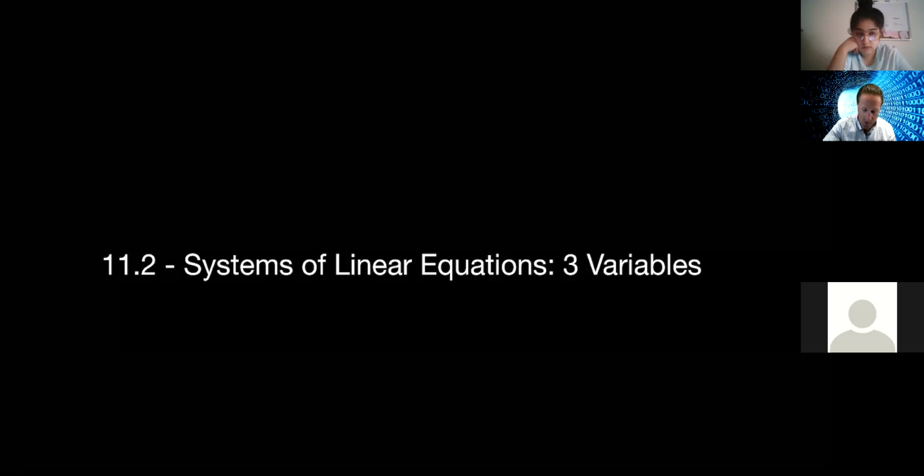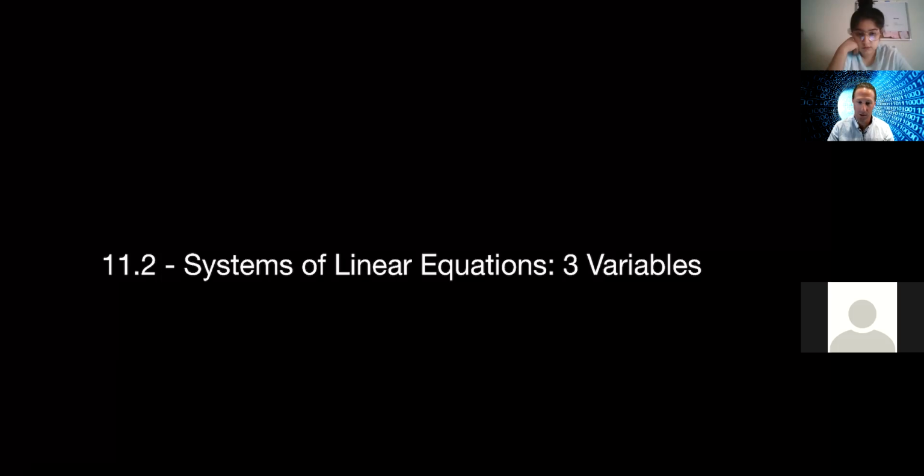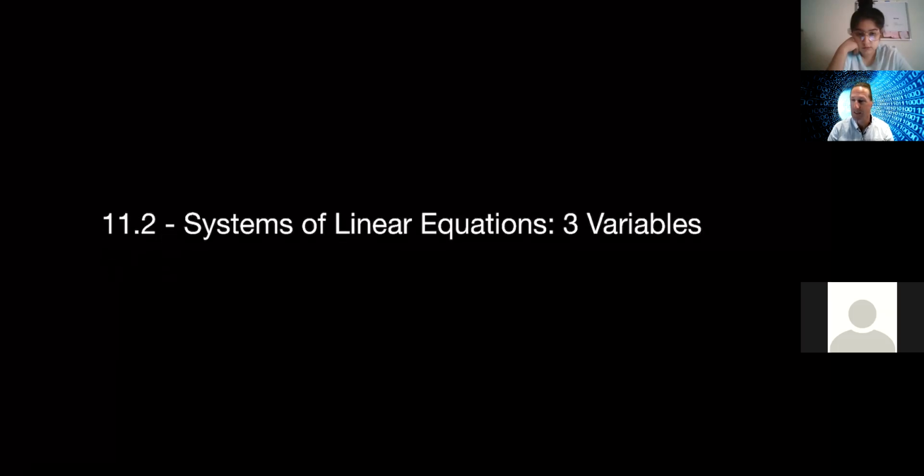All right, so we're going to start with 11.2 today. In 11.1 we worked on systems of linear equations, but only with two variables, and therefore we only needed two equations for that system. Now we're going to up the ante a little bit in this second section and add a third variable, which you should all know means we need a third equation.